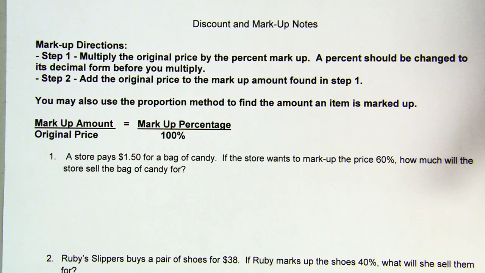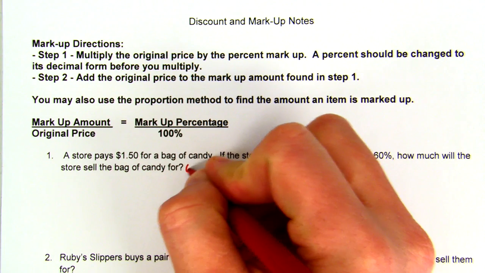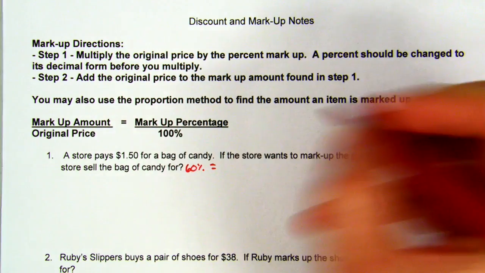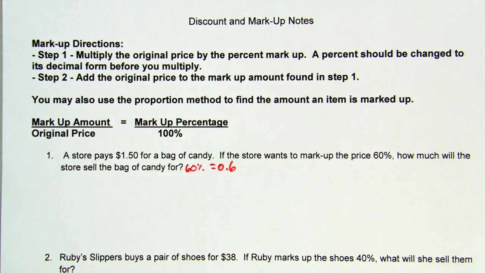Alright, so your first one is: the store pays $1.50 for a bag of candy. If the store wants to mark up the price 60%, how much will the store sell the bag of candy for? Okay. So the first thing I'm going to do is take my percentage, which is 60%, and change that to a decimal, so 0.6.